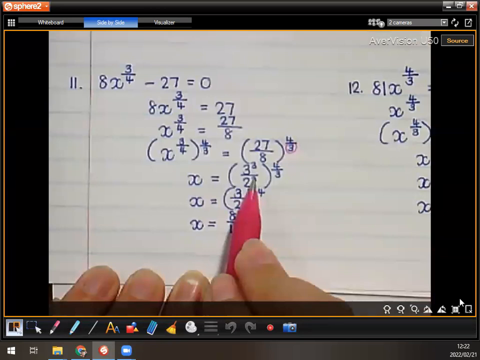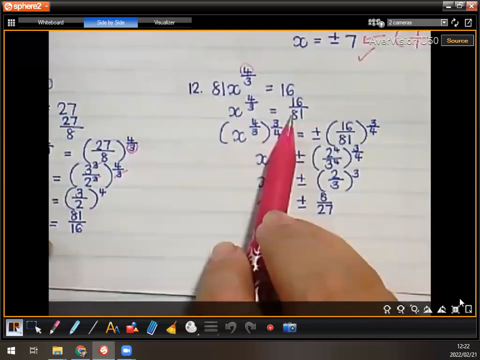Number 11. Again, you need to just have x and an exponent. You can just move the minus 27 and then divide by the 8. Now you must raise both sides to the power of 4 over 3, because the original one is 3 over 4. We're going to raise to 4 over 3 on both sides. Here on this side, the denominator is 3, so we need to write 81 as something to the power of 3, which is quite easy in this case. 3 to the 3 over 2 to the 3. Both of these 3's will cancel out that 3 on the outside. So you're left with 3 over 2 to the power of 4. 3 to the power of 4 is 81, and 2 to the power of 4 is 16. So that's the final answer in this case.